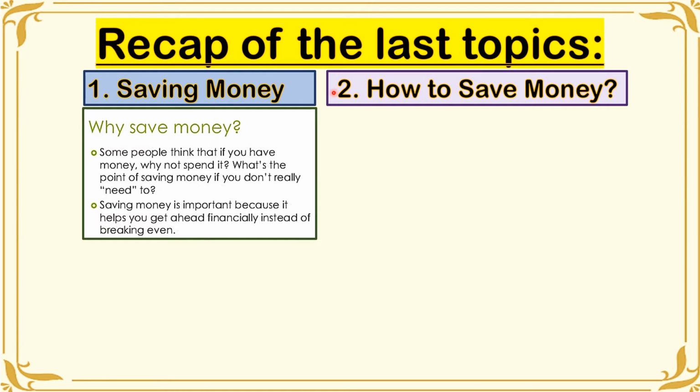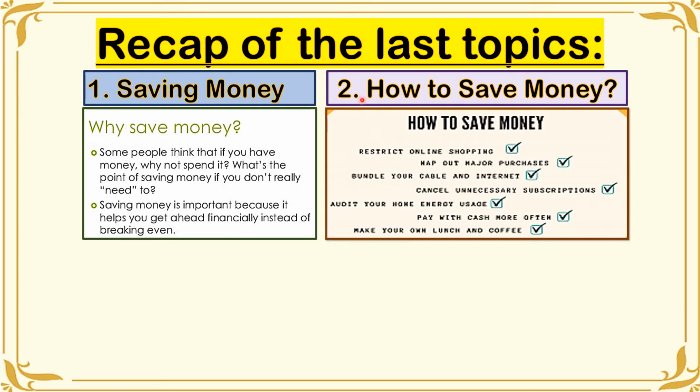The second topic, how to save money. How to save money? Restrict online shopping, delay major purchases, bundle your cable and internet, cancel unnecessary subscriptions, audit your home energy usage, pay with cash more often, and make your own lunch and coffee.